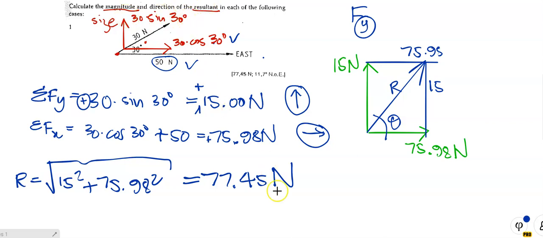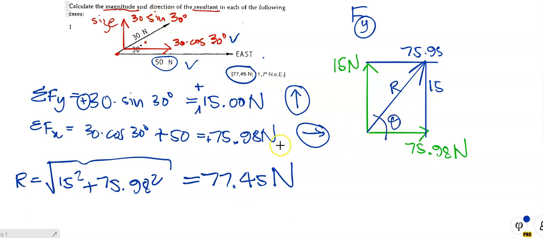So we've answered the first part of the question. And yippee, I'm checking the answer. It's the same. So we're doing well. There's the answer, 77.45 newtons. So that is how we arrive at that answer there. Are we done? No, we need to find the direction of the resultant.